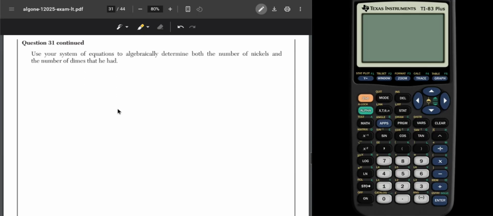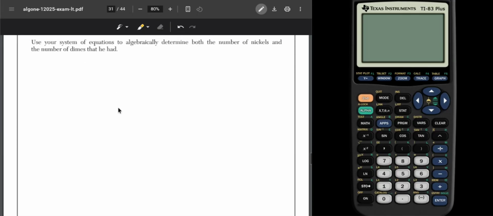Part 2 says, use your system of equations to algebraically determine both the number of nickels and the number of dimes that he had. So again, my system was 0.05n plus 0.1d is equal to 170, and n plus d is equal to 25.